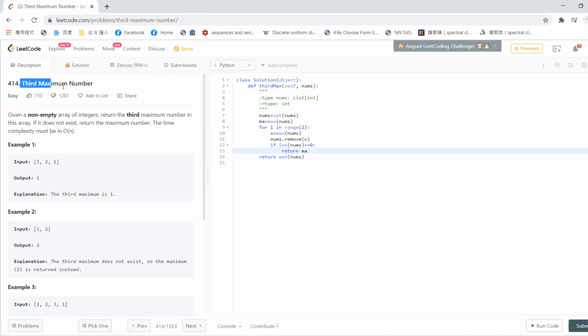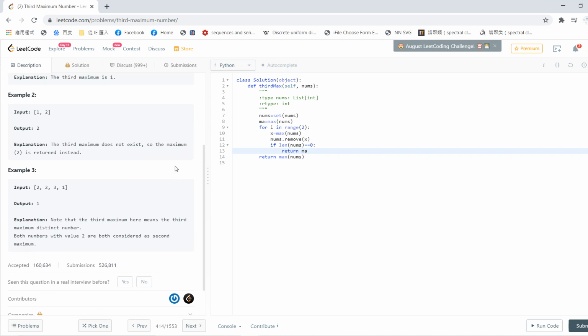Okay, so this question is the third maximum number. Given a non-empty array of integers, return the third maximum, and your complexity must be O(n). That tells you that you cannot just do the sorting, because if you do sort, then it will take n log n. And if it does not exist, then you need to return the maximum number.